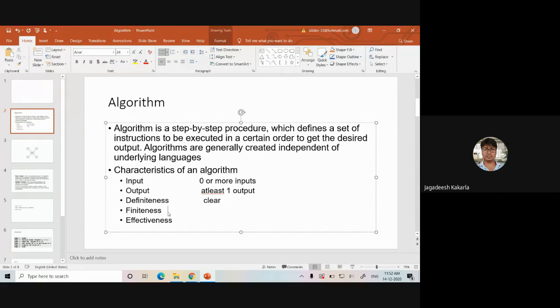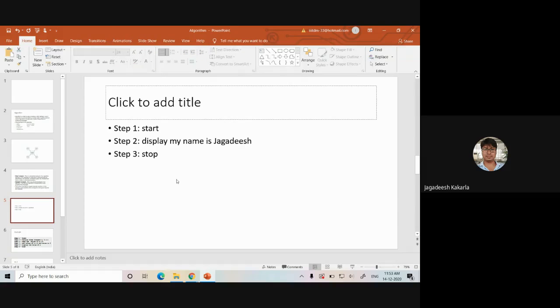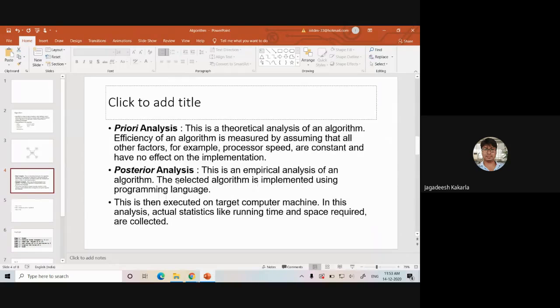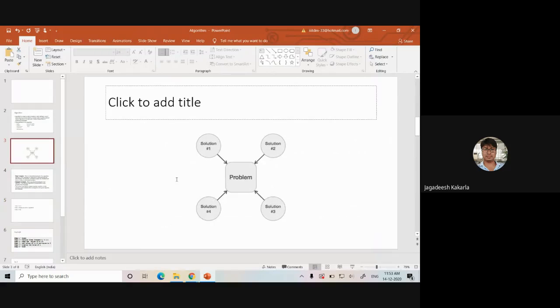So algorithm should have 10 steps or 20 steps or 1,000 steps. The number of steps should be countable. Okay, suppose let's take this algorithm. How many steps are there? 3 steps are there, so it is countable. In this algorithm, 6 steps are there. So it is finite. Okay. Is it clear?